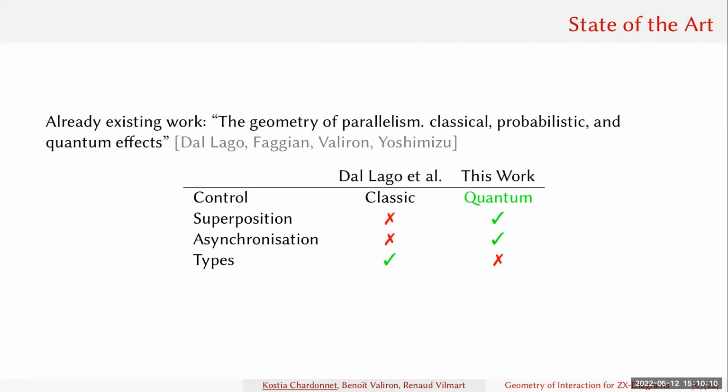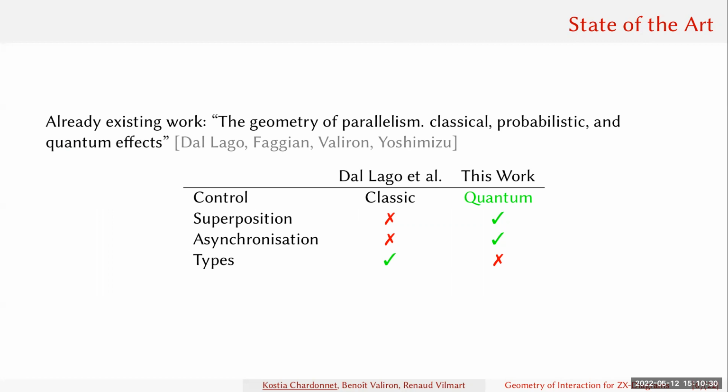So geometry of interaction for computation has already been studied mainly in the work by Dal Lago, Faggian, Valiron, and Yoshimizu, in which they use a token machine in the context of some kind of modified proof net of linear logic mixed with some kind of quantum circuit.